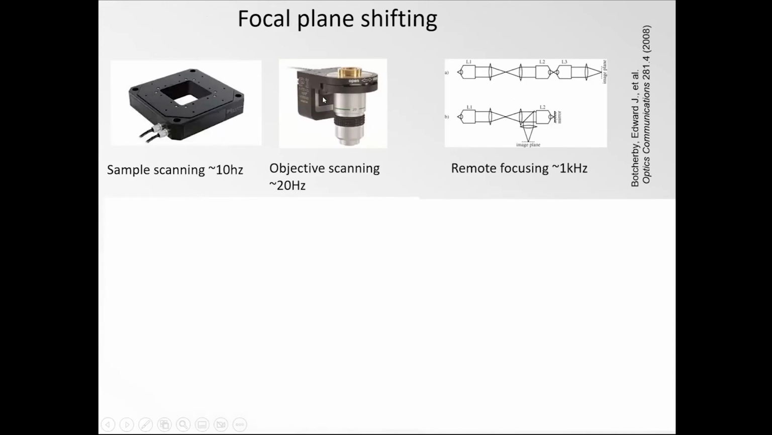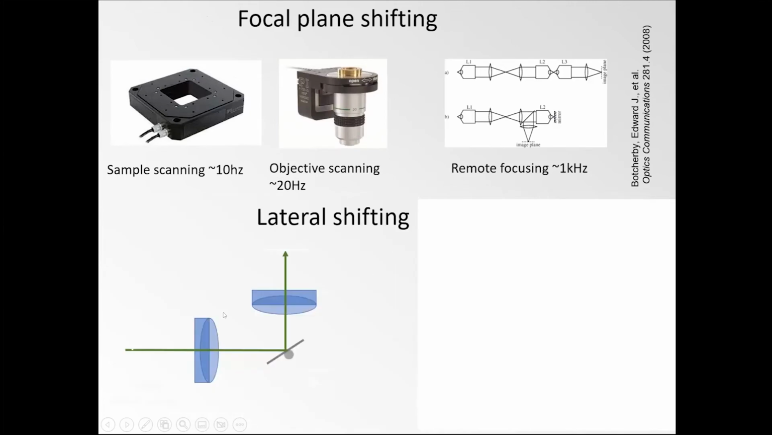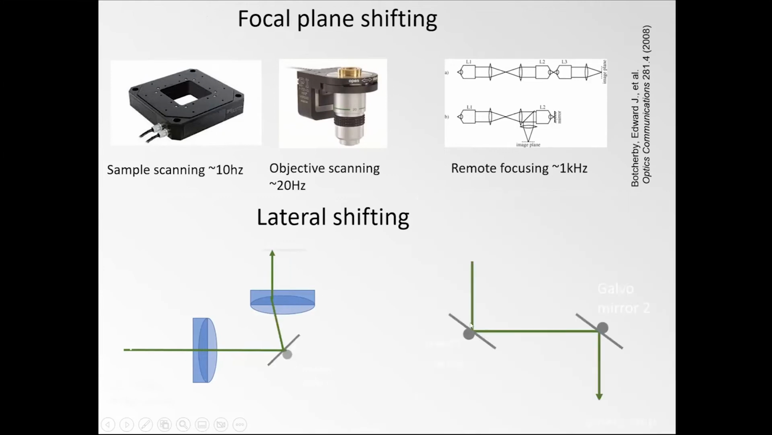And first, how can we really fast shift the focal plane? You could use piezoelectric motors or voice coils that would get you somewhere into the tens or 20 hertz. Or you can, like in the OPM, use remote focusing, which in principle can get you into the kilohertz. And then you also need something to laterally shift images, which you can do with lenses and a galvo mirror, or what we actually prefer, with two galvos. And if you rotate them together, you can also shift the image.